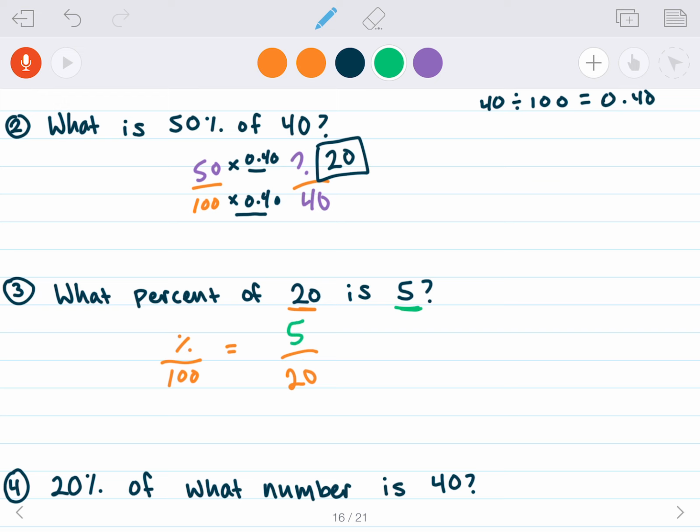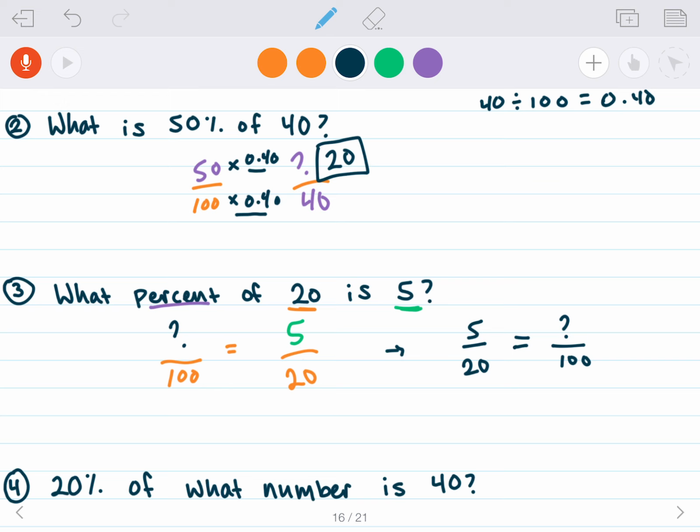And I'm looking for the percent, right? It says what percent? I don't know what the percent is. So instead of the percent sign, I'm going to put a question mark right here. Now, I like to work with the question mark on the right, as we could see from the previous examples. So I'm just going to switch these around real quick so that we know what we need to multiply by. Okay, so if I switch these around, I get 5 over 20 equals question mark out of 100.